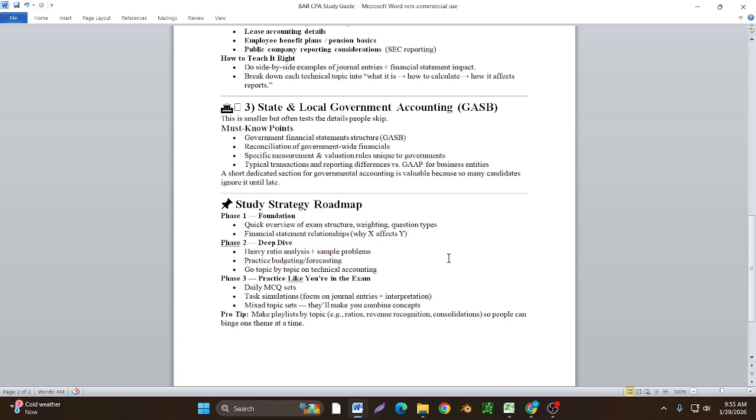Phase 3, we'll do exam simulation mode, start doing daily MCQ sets, simulation practice, mixed topic practice, because the real exam mixes everything. Biggest mistakes candidates make, they study BAR like they do with FAR, but BAR exam is not about memorizing accounting rules. It's about using accounting information to make business decisions. If you can explain why behind the number, you're on the right track.